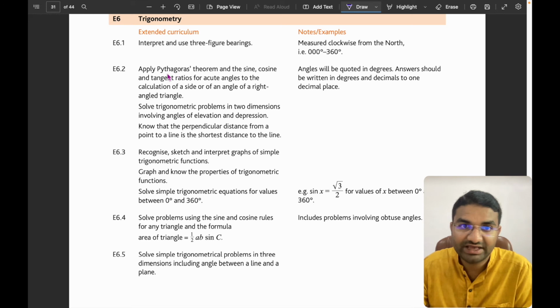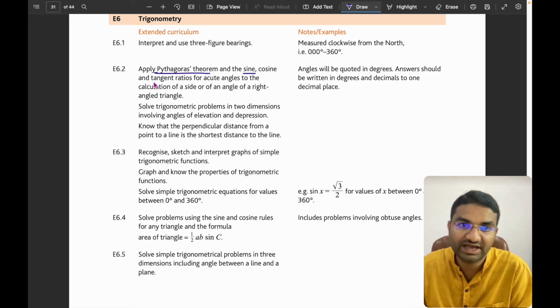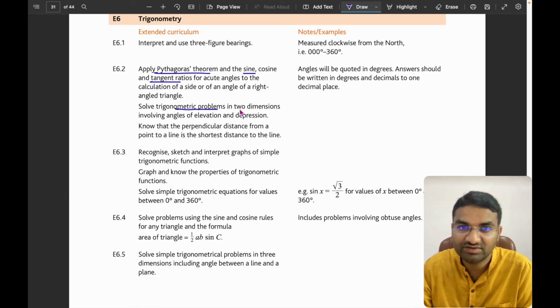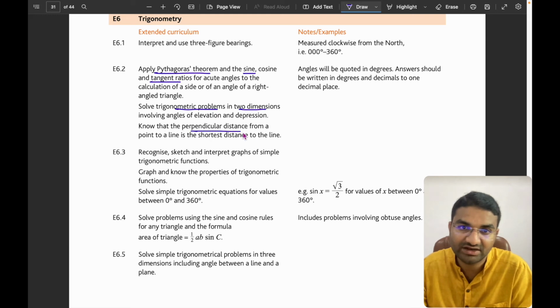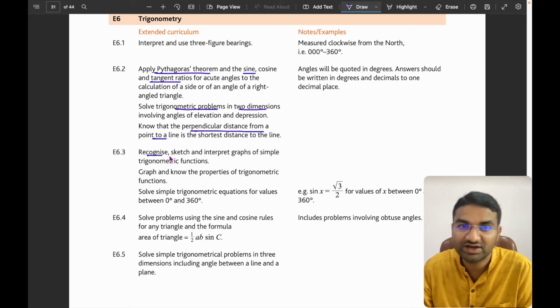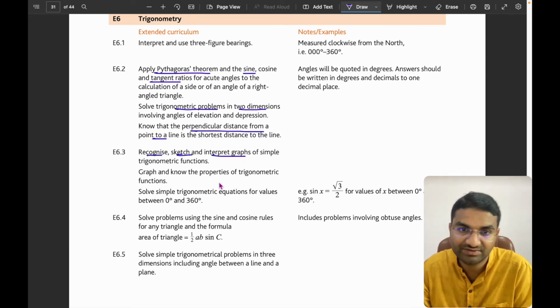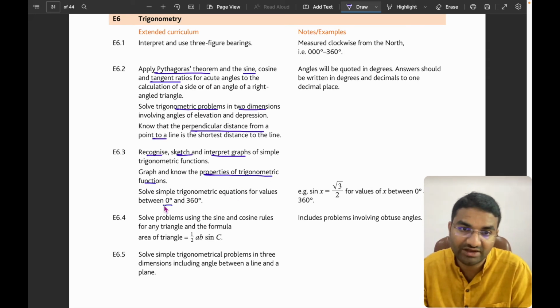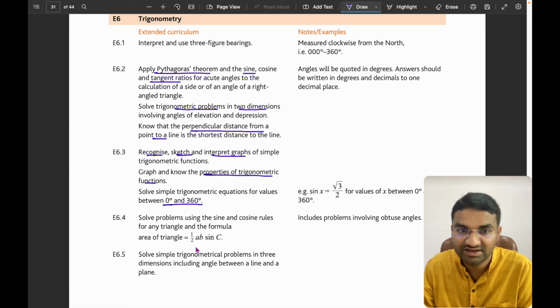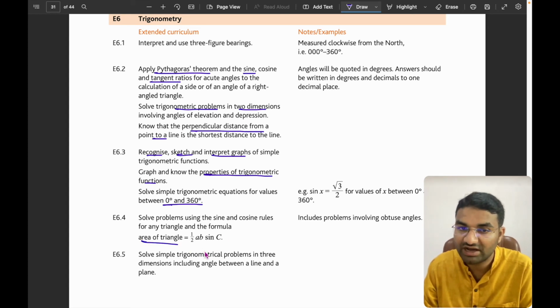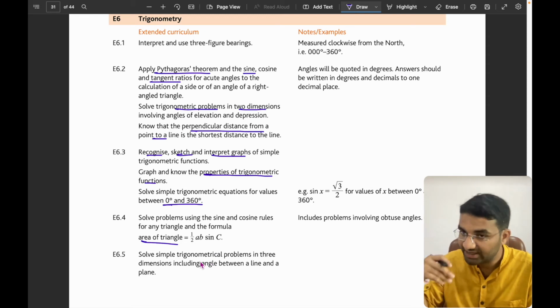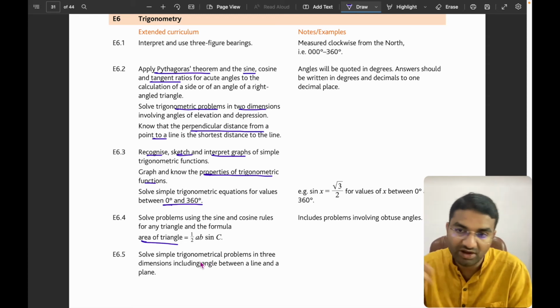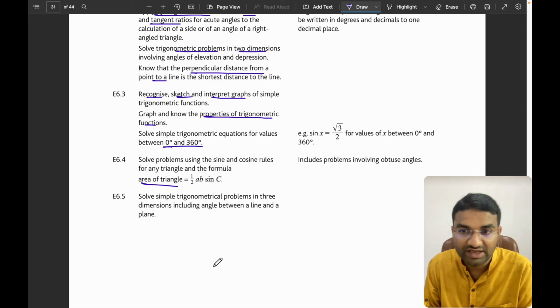Fine. Then applying the Pythagoras theorem, sine, cos, tan ratios, then trigonometric problems in 2 dimensions, perpendicular distance from the point. Okay, recognize, sketch, interpret the graphs, properties of trigonometric functions, trigonometric equations for values between 0 and 360 degrees. Okay, area of a triangle using 1/2 ab sine C, sine rule, cosine rule formulas, and use of those formulas to find the answers.